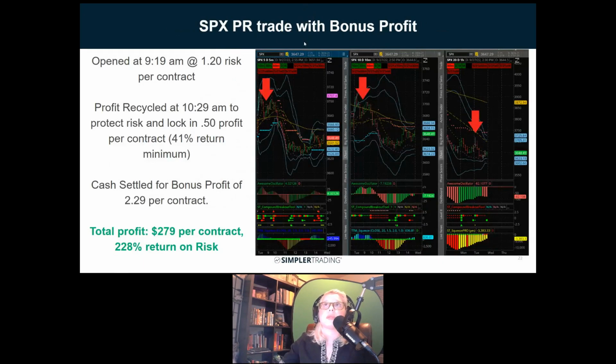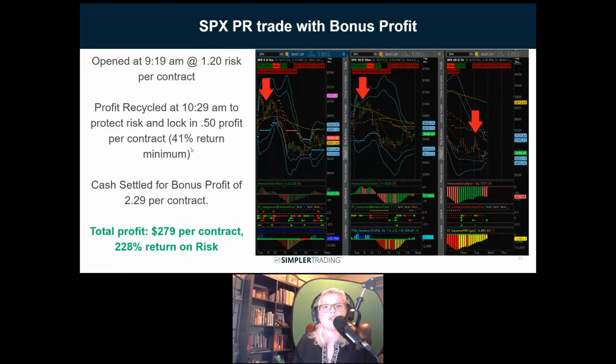So here's an example of an SPX profit recycle trade that we did in the mastery as well with a bonus profit. We opened this at $9.19 for $1.20 risk per contract. A little over an hour later, we profit recycled to protect risk and we locked in a 50-cent profit per contract, which was a 41% minimum return on the trade. So the worst case scenario on the trade was that we were walking away with 50 cents. The trade ended up cash settling for a bonus profit of $2.29 per contract.